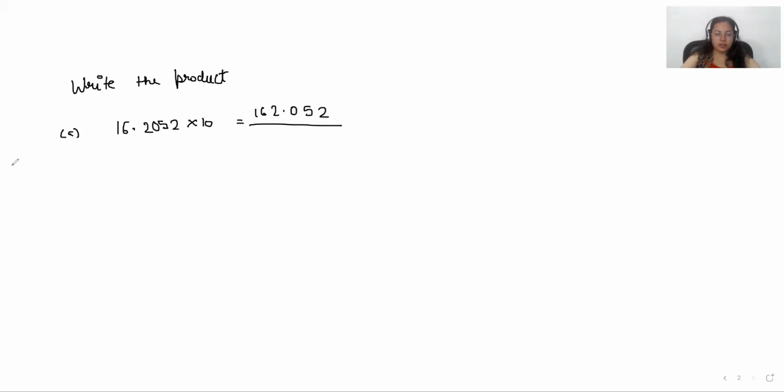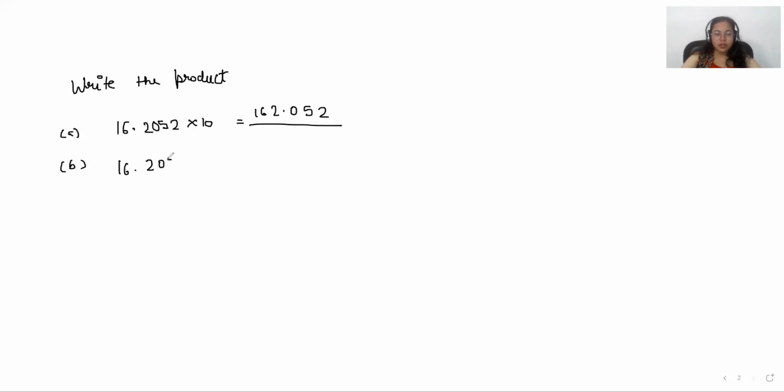So let's do some practice with the product. Suppose they give you some example like this, 16.2052 multiply 10. Since it is 10, put the decimal after one place. It becomes this.